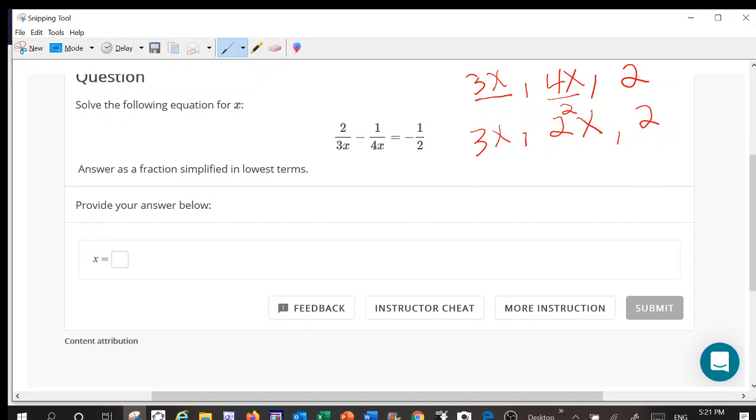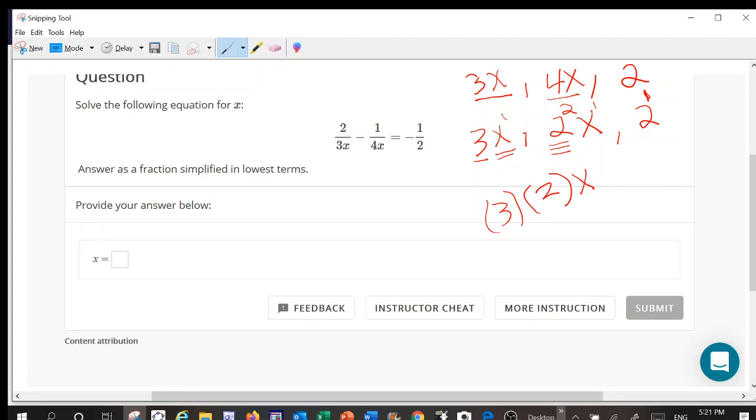Now, how many different factors do you see here? Here is one, here's another one, and here is another one. Now notice this 2 is the same as that 2, so it's the same factor with different exponent. This is exponent of 1, this is exponent of 2. This x is the same as this x. So there are only 3 factors, 3, 2, and x.